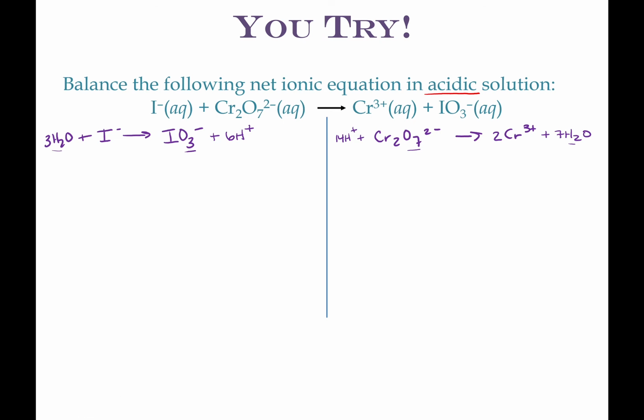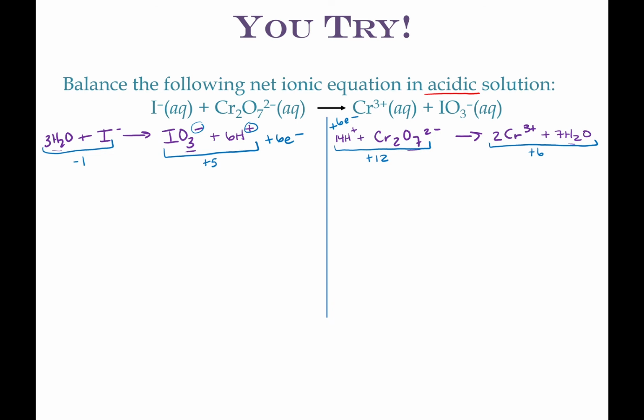So I'm going to switch here to color. We have -1 on this side, and we have -1 and 6 plus, so that becomes +5. So if we want to get from +5 to -1, we must add 6 electrons to this side. Over here we have 14 H plus -2, so we have +12. And here we have 2 times 3 is +6. So we need 6 electrons on this side, so we're going to add 6 electrons to this side.